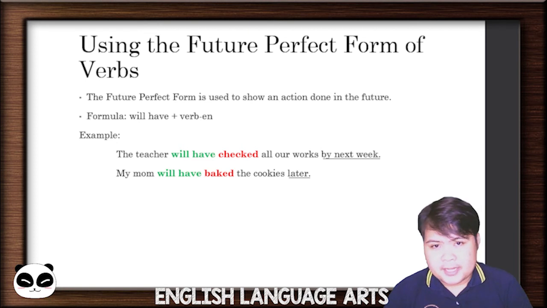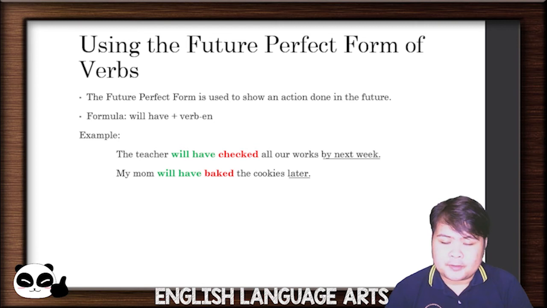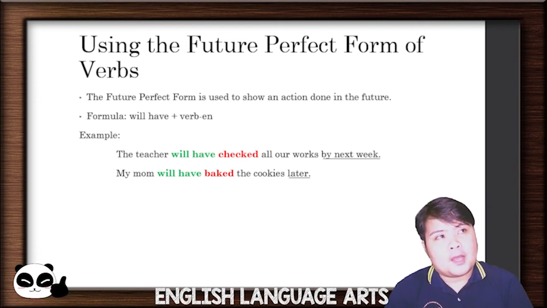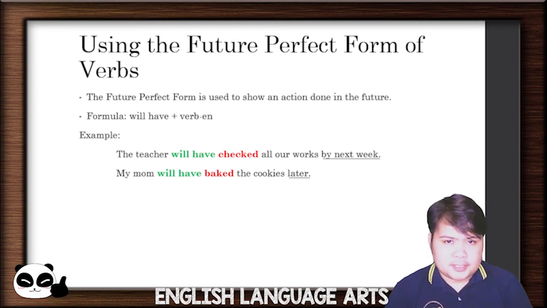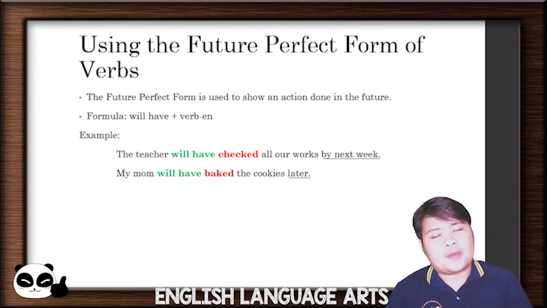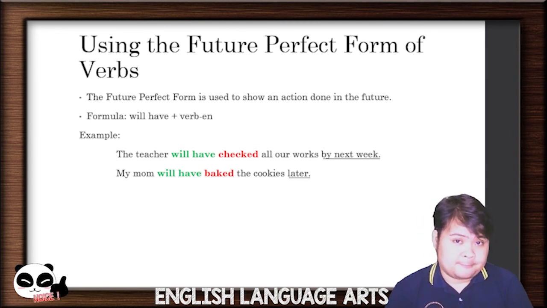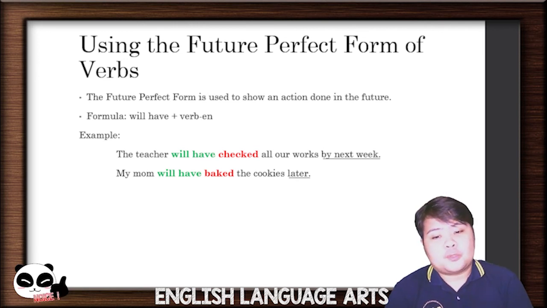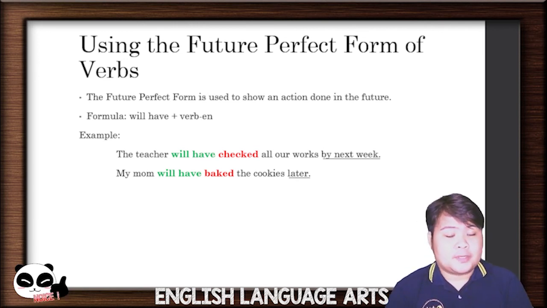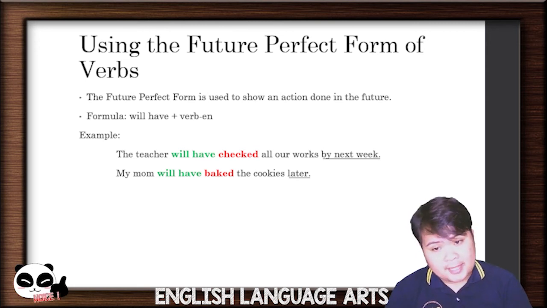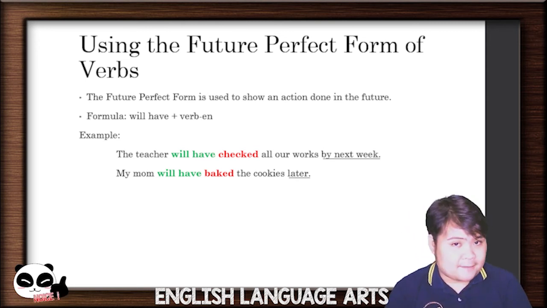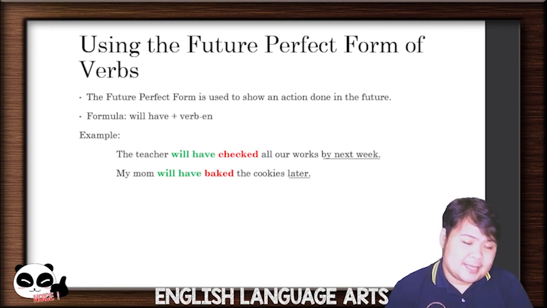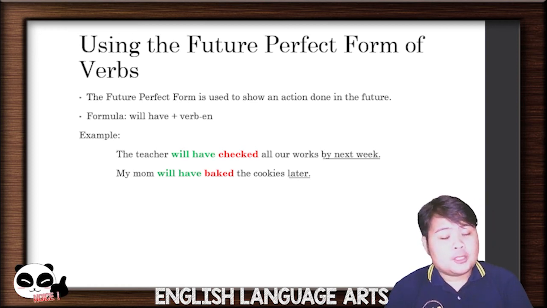The formula again is either using will or shall. Actually, there is a specific thing to consider when you are going to use will or shall. But for this lesson, we will just refer to them as just equal, the same. You could use either will or shall, it's up to you. Okay? So the teacher will have checked all our works by next week. Again, we have will or shall, followed by the verb have. It has to be have. Not had, but has to be have. All our works by next week.